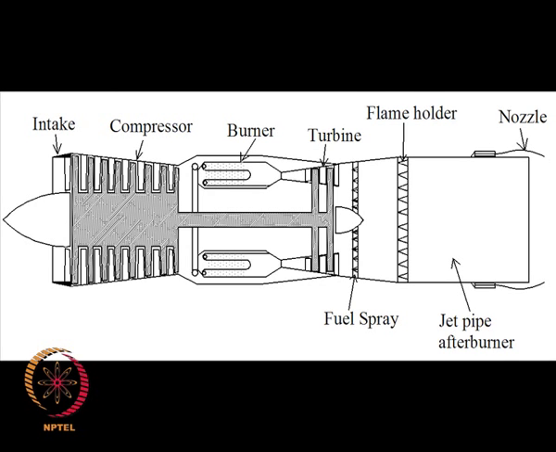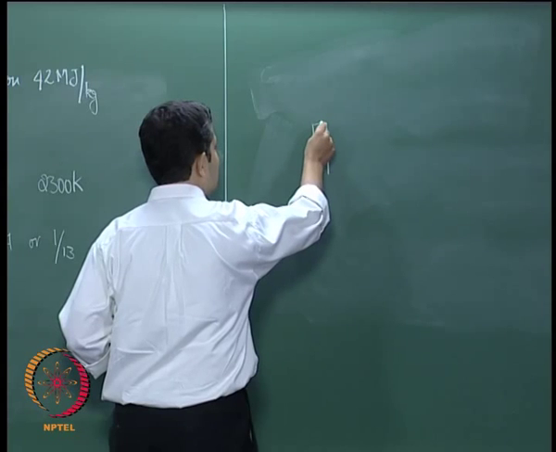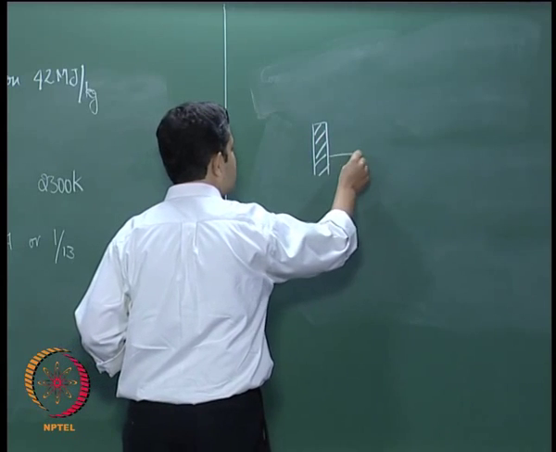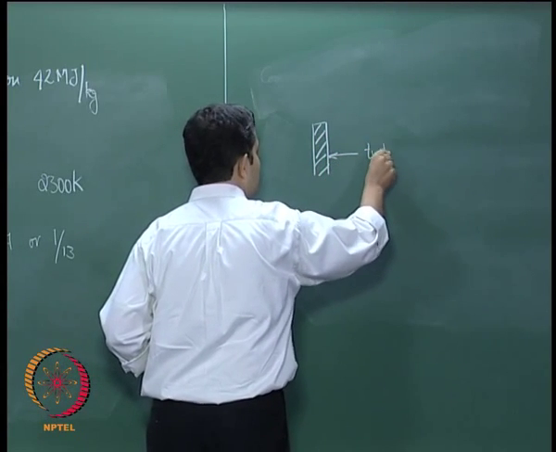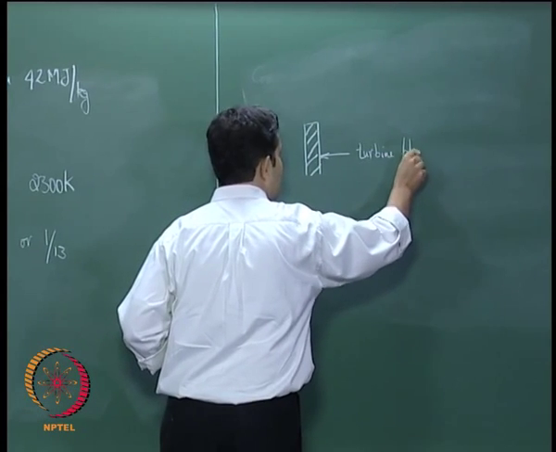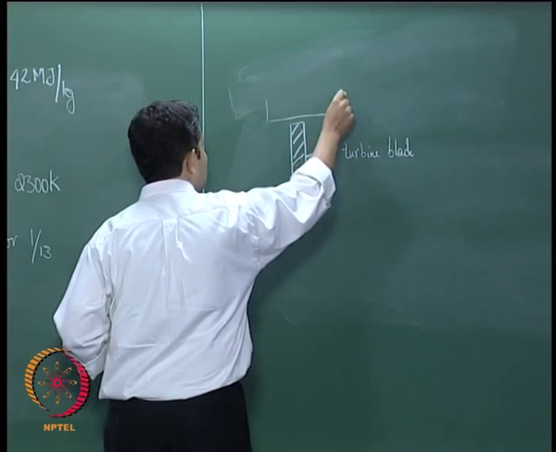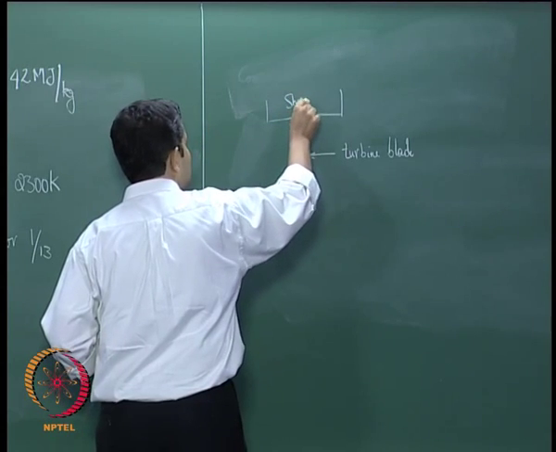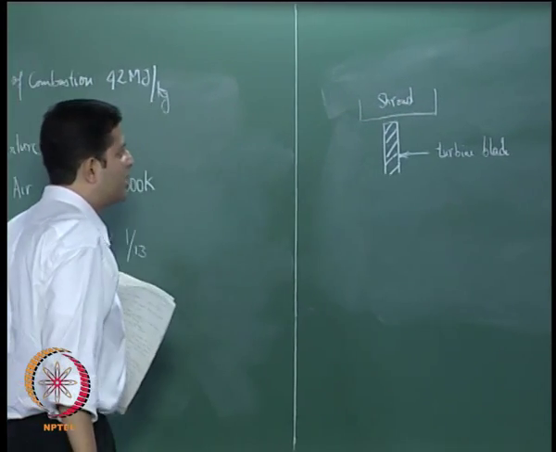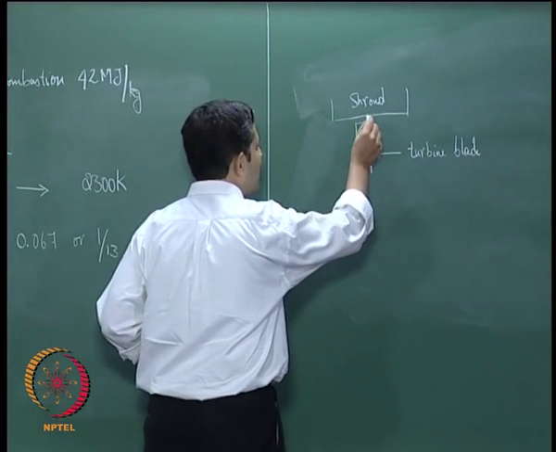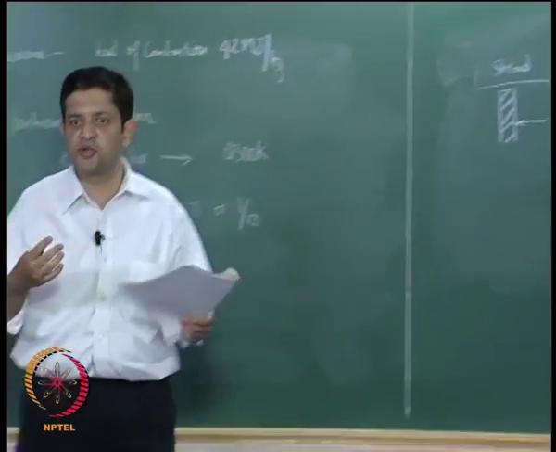If you take a look at the compressor, the turbine here, there are turbine blades and there is an outer casing. Okay, let me draw that here. Let us say this is the turbine blade and this is the shroud or the outer casing. There is always a small gap between the two of them. Why do you think it should be there?